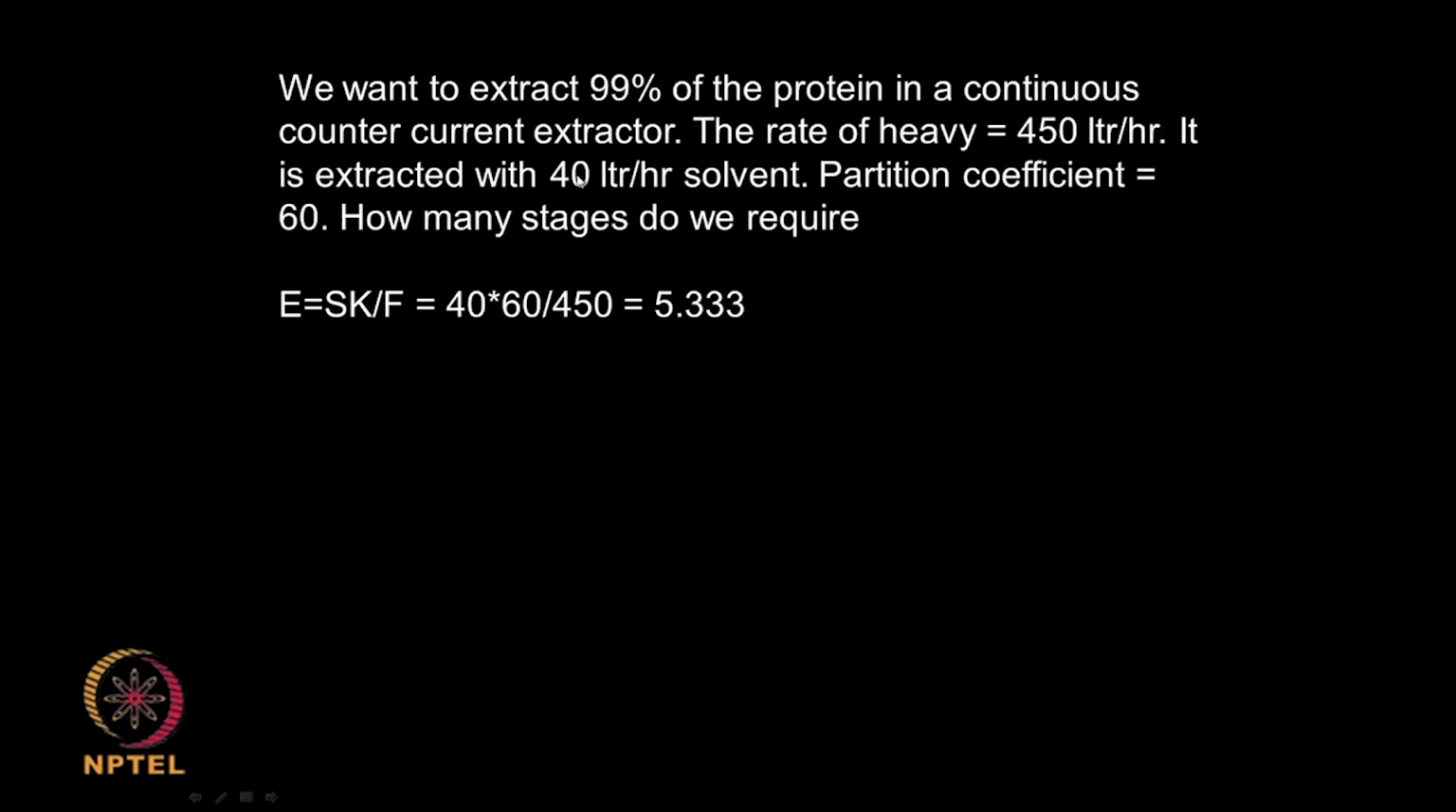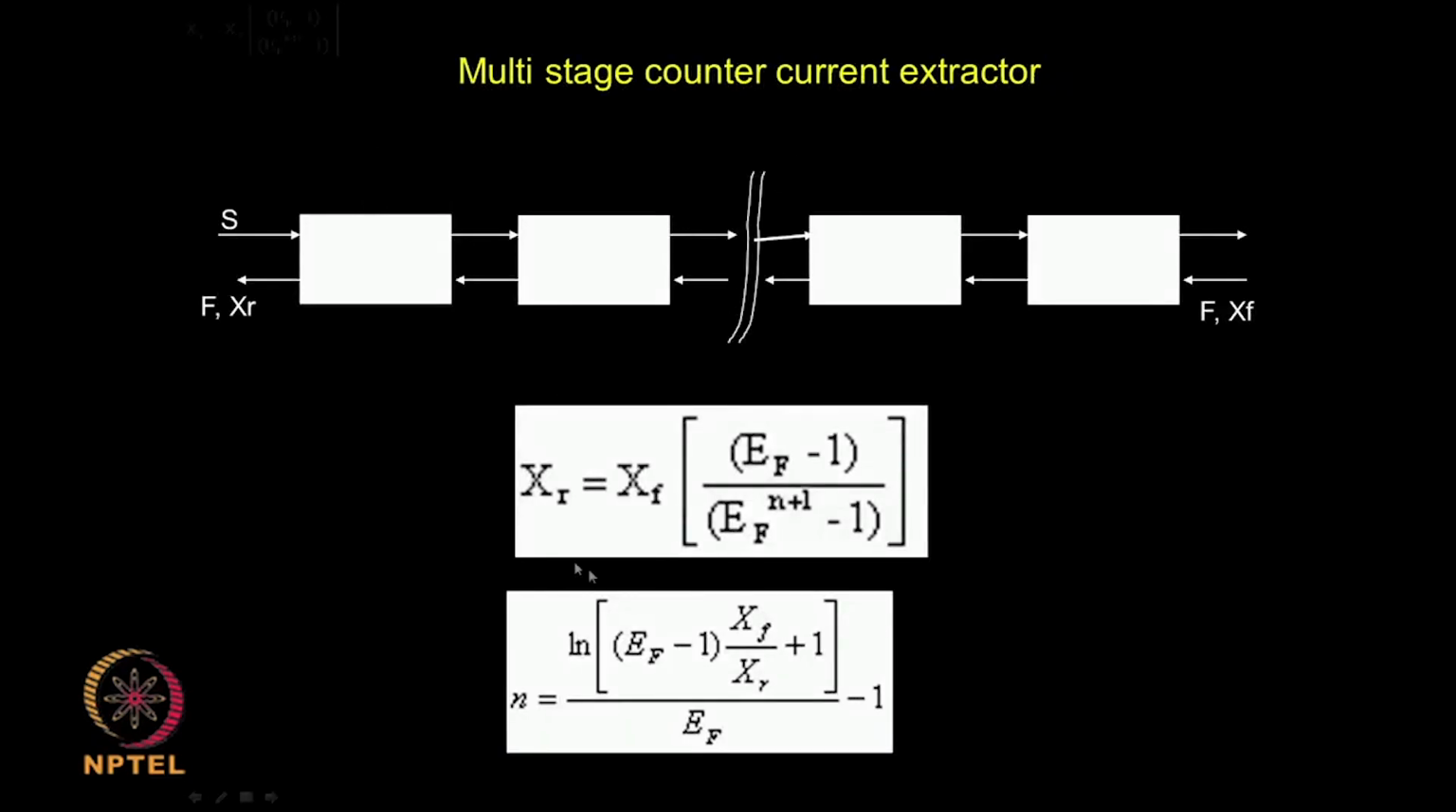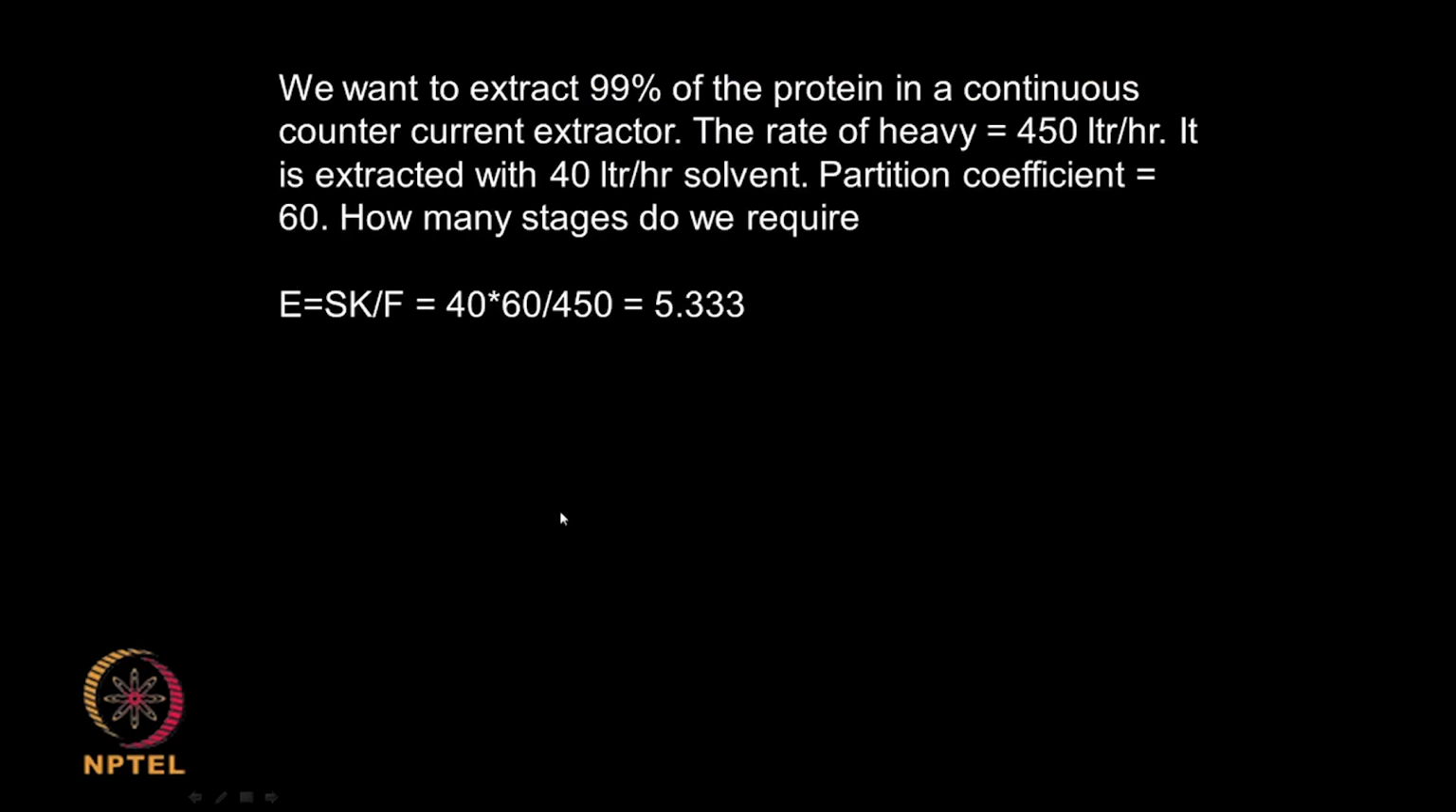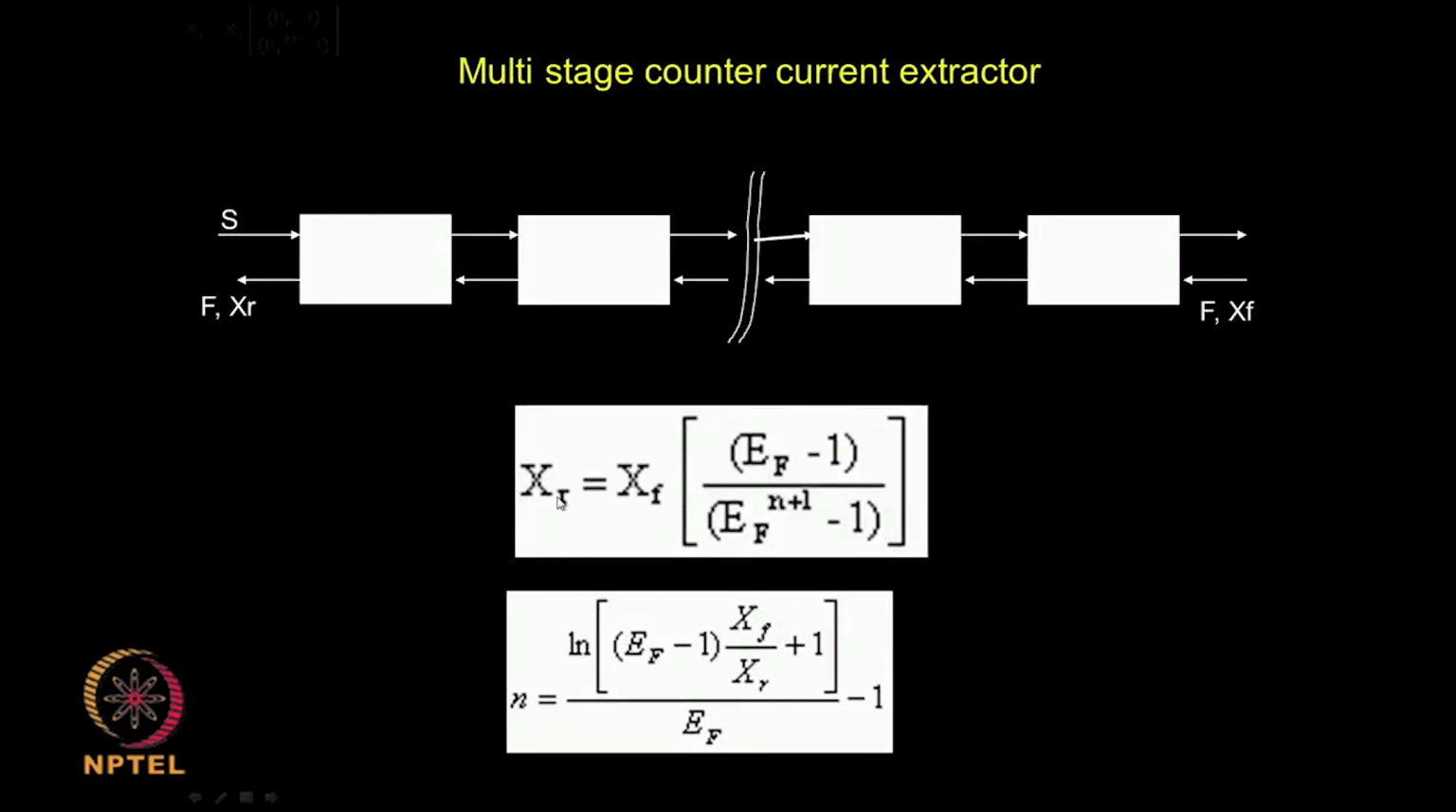It is extracted by a solvent at 40 liters per hour, S, and the partition coefficient is 60. So, E is equal to Sk by F, 40 multiplied by 60 divided by 50, which comes to 5.33. I want to know how many stages, so I can use this equation. I want to extract 99%, which means XR is equal to 0.01 XF.